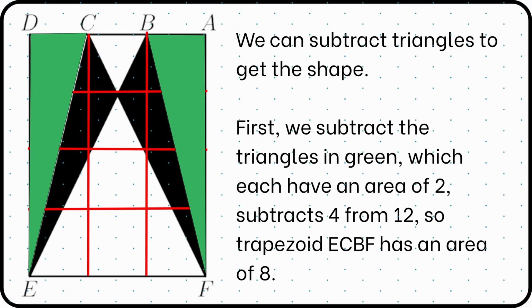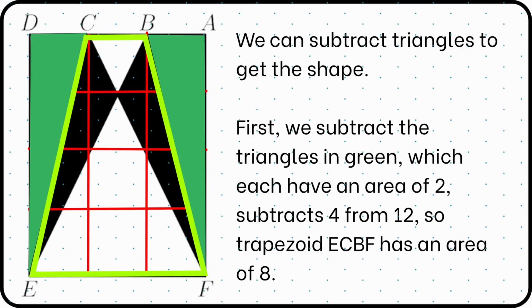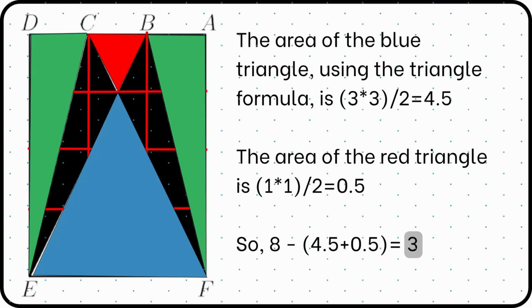First, we subtract the triangles in green, which, because each have an area of 2, subtracts 4 from the 12 of ADEF, so trapezoid ECBF has an area of 8. The area of the blue triangle, using the triangle formula, is 3 times 3 divided by 2, which is 4.5. The area of the red triangle is 1 times 1 divided by 2, which is a half. So if we subtract that from the trapezoid, it's 8 minus 5, which is 3.